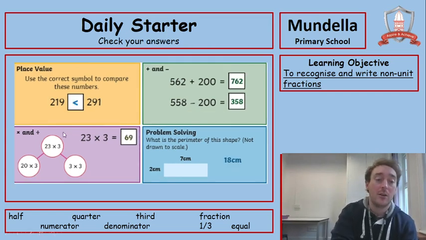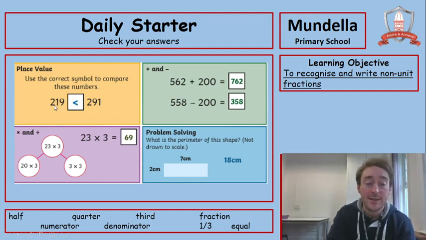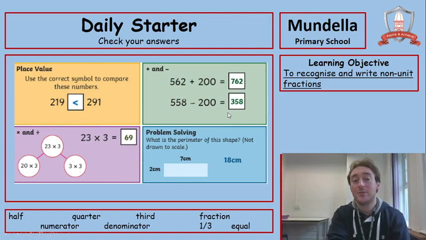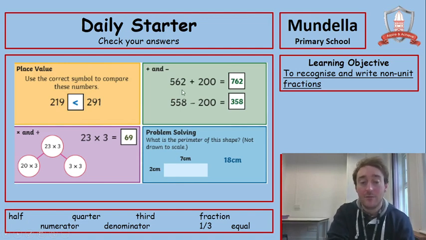There we are. So we've used the less than symbol here. 219 is less than 291, of course. 562 add 200 is 762. 558 subtract 200 is 358. 23 times 3 is 69.